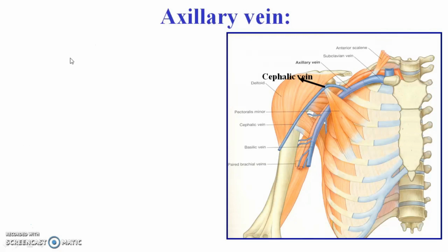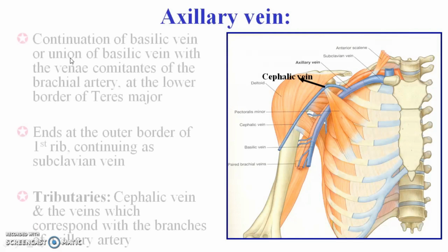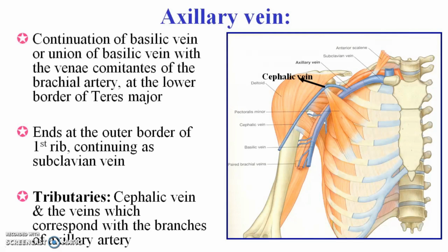About the axillary vein: it extends from the lower border of teres major to the outer border of the first rib, but from below upwards. It is a continuation of the basilic vein, or sometimes it may be a union of the basilic vein with the venae comitantes of the brachial artery. You will study about this later. Just remember for now, the brachial artery will be seen in the arm region, accompanied by two veins on either side. Those veins we call the venae comitantes.